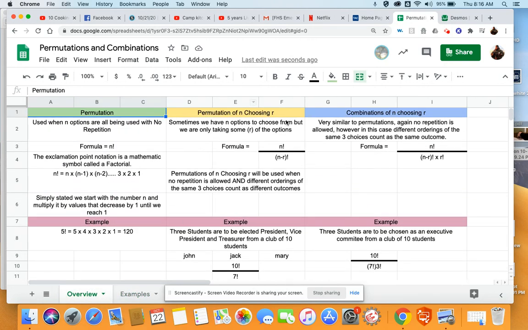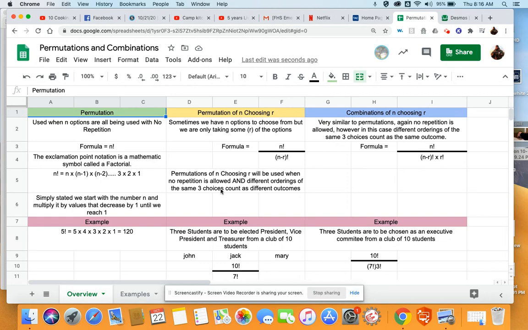Permutations, when we have n options and choose only some of them, no repetition is allowed to use a permutation, and different orderings of the same 3 choices count as different outcomes. So that's going to be your key: you're going to have to identify when we're doing a normal permutation, when we're choosing all of our options, when we're doing a permutation of n choosing r, and when we're doing a combination of n choosing r.